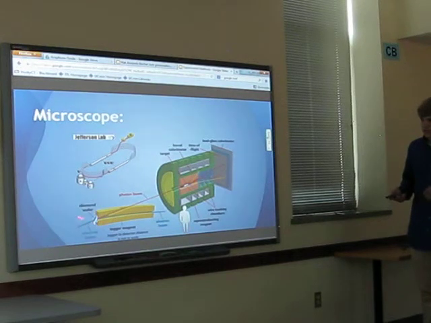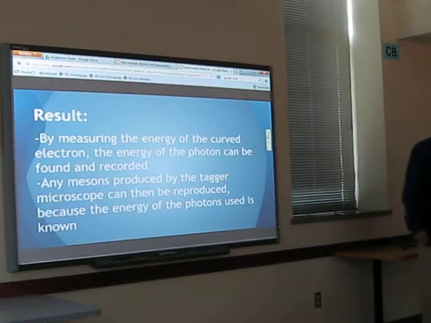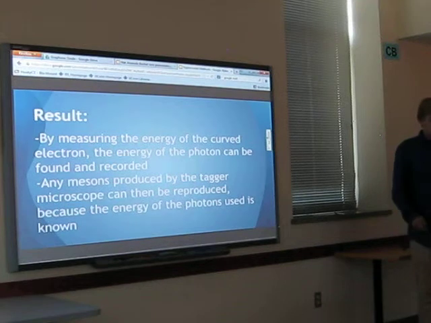Since all of the electrons are shot with the same energy, if you find their energy here after they've been curved and emitted their photon, you can subtract that from their original energy and find the energy of the photon they sent. So that helps us because then we've measured the energy of the photon, we haven't changed the energy of the photon, and we can recreate the mesons in here. So by measuring the energy of the curved electron, the energy of the photon can be found and recorded, and we can recreate any exotic mesons we happen to stumble upon.